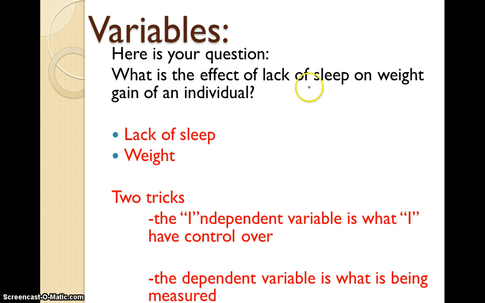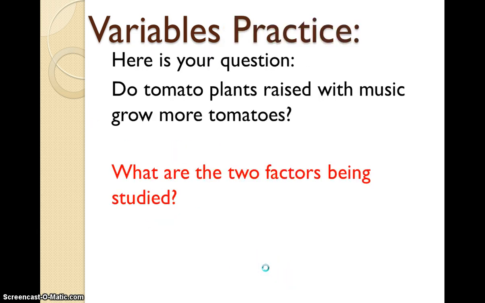So if you're doing an experiment and you want to see how the amount of sleep you get affects weight gain, well, what you're going to measure each day is the weight gain, right? You can weigh yourself each day and see how sleep has an effect on that. So what you're going to measure is the weight. So that's the dependent variable. That leaves the lack of sleep as the independent. So what you need to do is figure out which one you can do best and start with that one always. Okay? So there's an example for that.